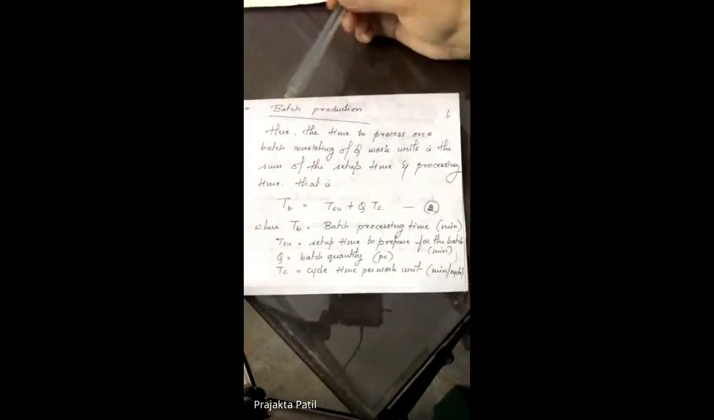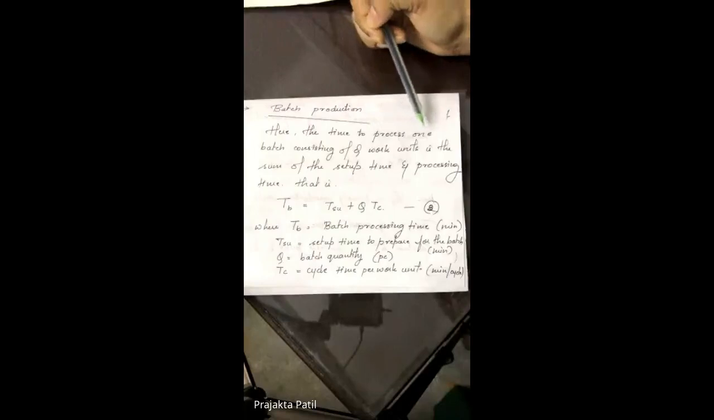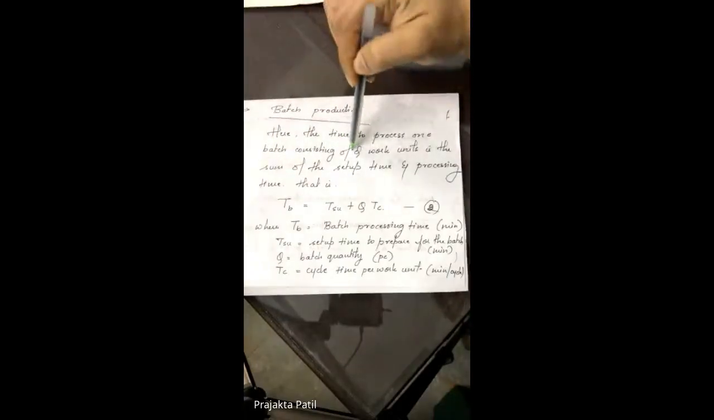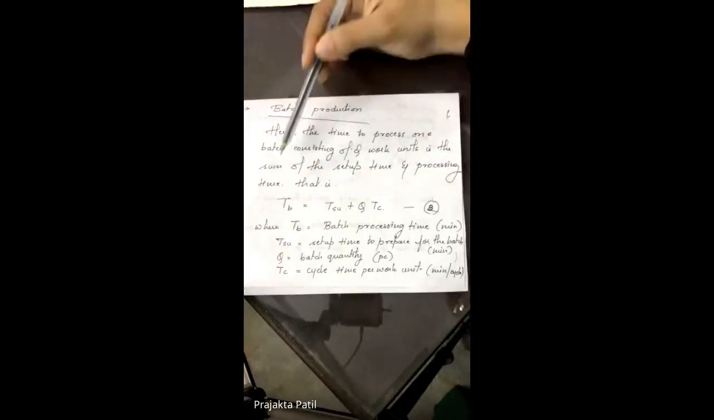Okay, so batch production here: the time to process one batch consisting of Q work units is the sum of the setup time and the processing time.